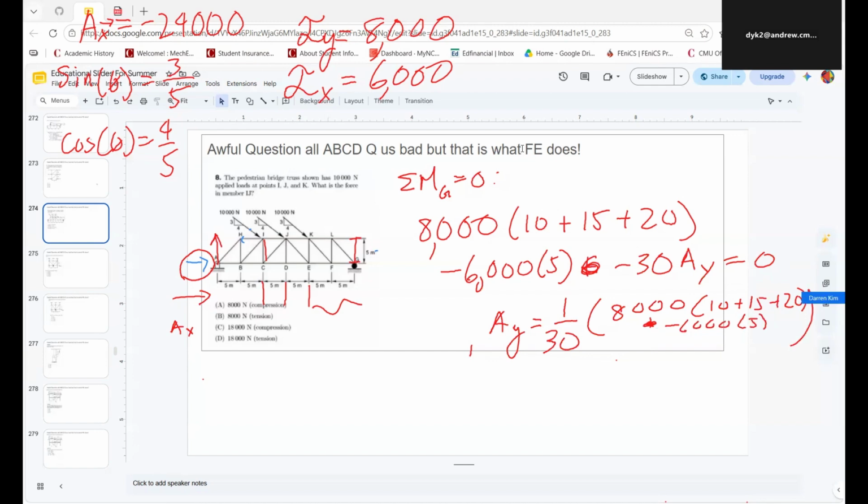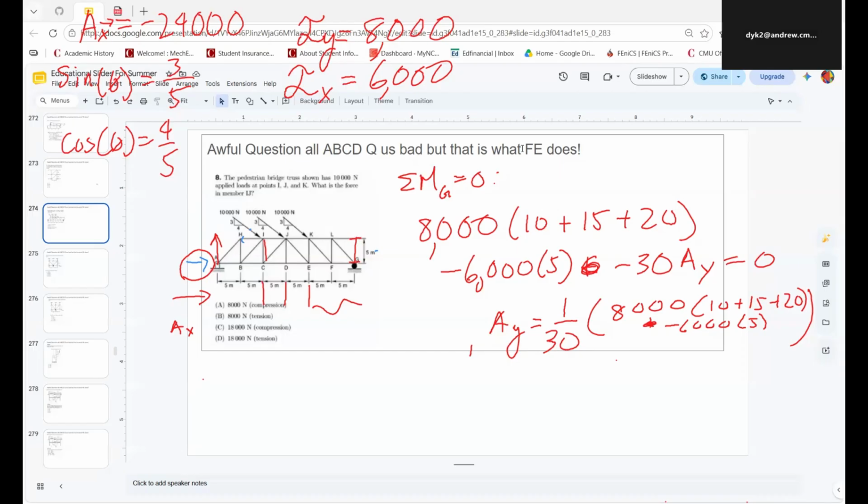And this should give me the right answer. So 1 divided by 30, parentheses 8,000, parentheses 10 plus 15 plus 20, parentheses, minus 6,000 multiplied by 5 equals 8. Am I correct about this? I think something's wrong here. Plus 6,000, so 12 plus 20. I get something weird. It looks like it's too big of a number for it to be actually correct.